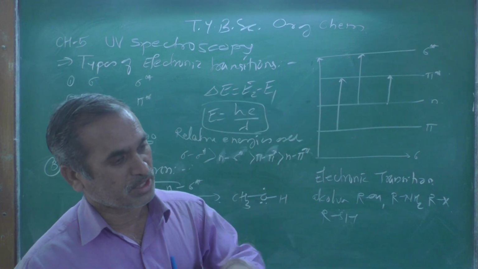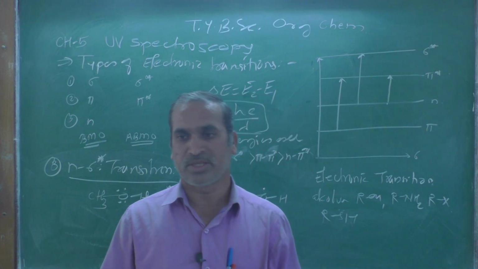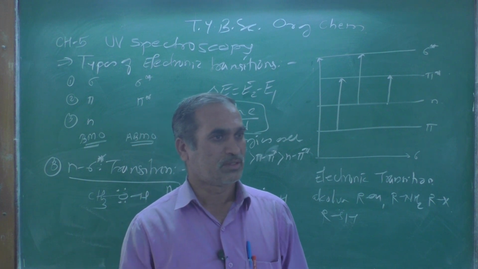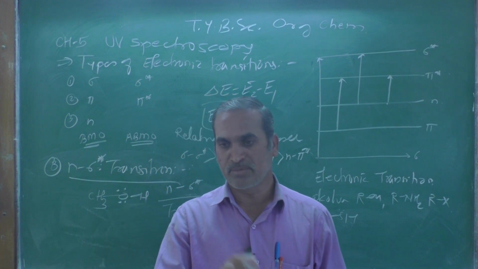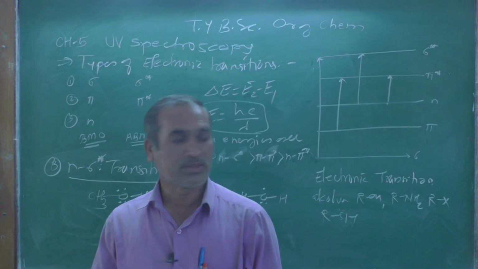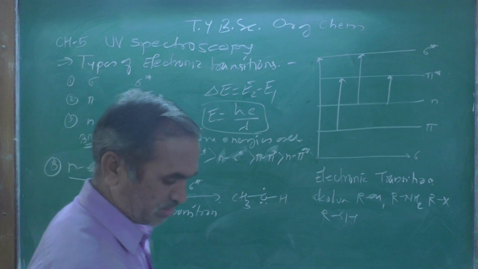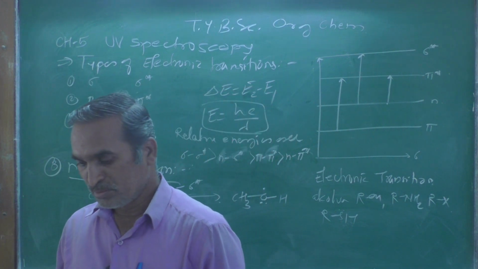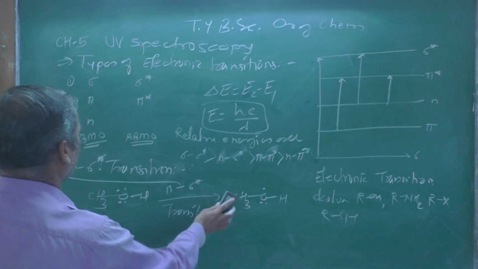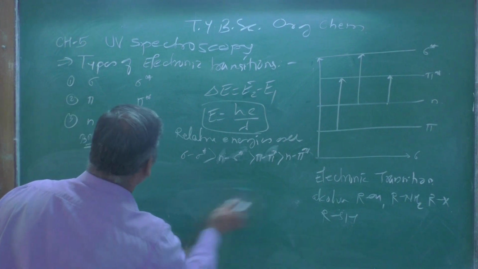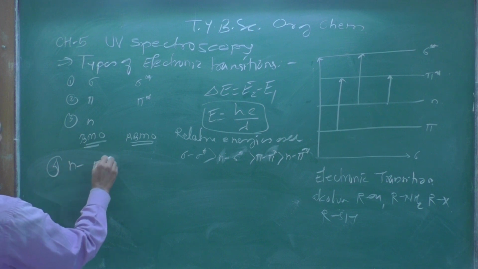There is a sigma to sigma star transition always there. In addition to that, there is a non-bonding electron to the anti-bonding sigma orbital, and therefore this is the third type, N2 sigma star transition. Now moving toward the next type, that is the fourth one, which is N2 pi star transition.